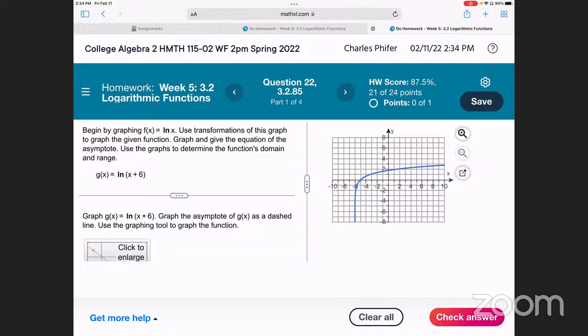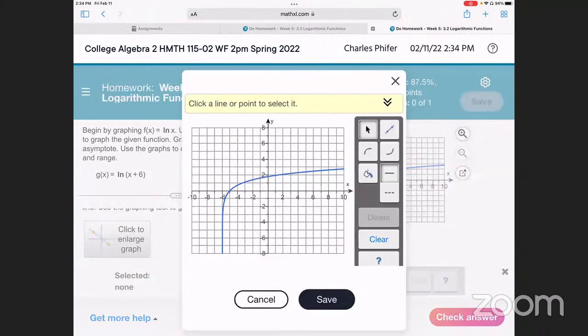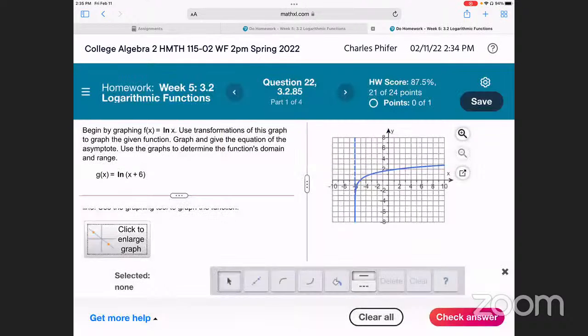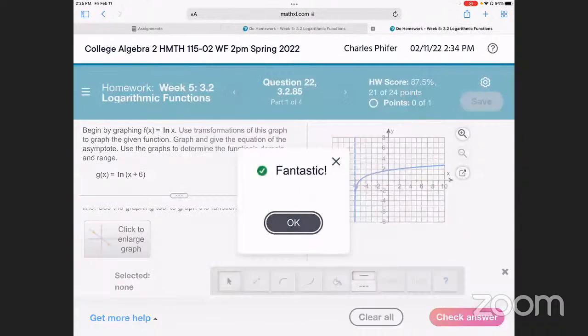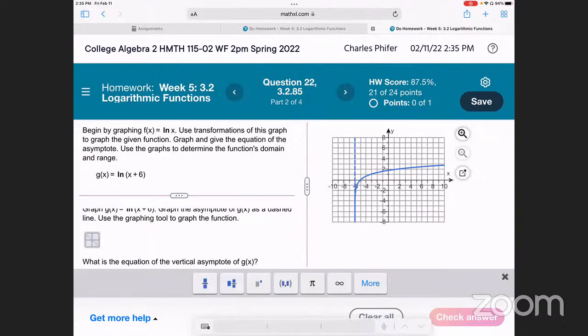Graph the asymptote as a dash line, so we need to include the asymptote. The vertical asymptote is going to be x equals -6. So I'm clicking on my line tool and I want a dash line. I'm going to click 2 points on that vertical line. There we go. This vertical dash line that you see. Hit save. The vertical asymptote, x equals -6.